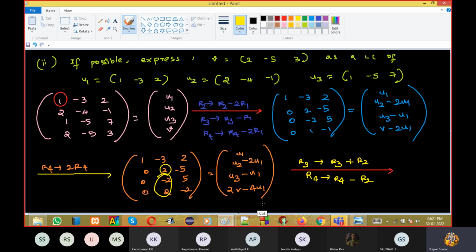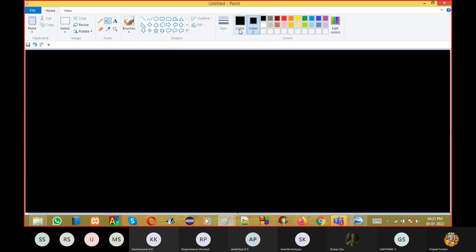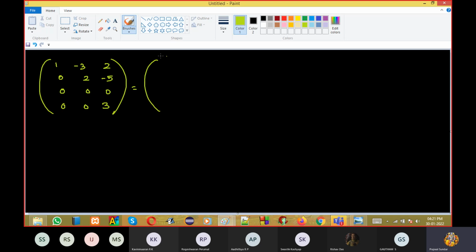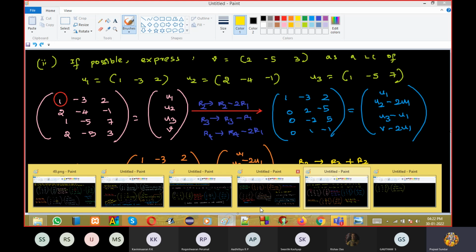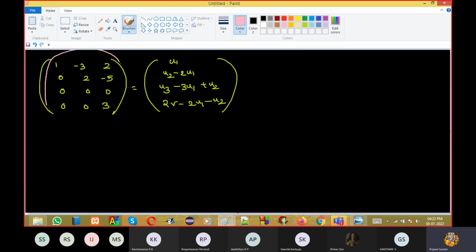Then this will become 0. Look at this carefully. What is happening? So you will get 1, minus 3, 2, 0, 2, minus 5. You'll get 0, 0, 0. You'll get 0, 0, 3. This will be equal to u1, u2 minus 2 u1, u3 minus 3 u1 plus u2, 2v minus 2 u1 minus u2. Okay. Any confusion till now? See, whatever operation I'm performing this side, I'm performing this side also. That's the moral.